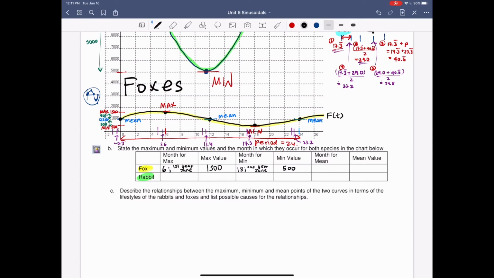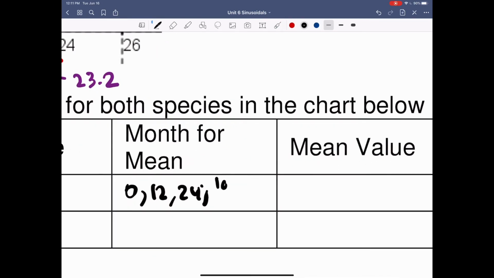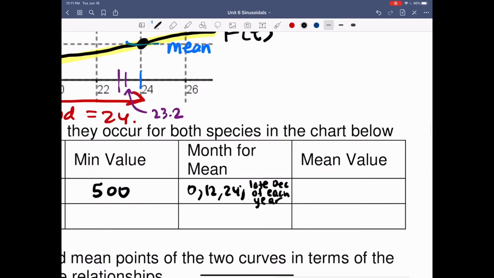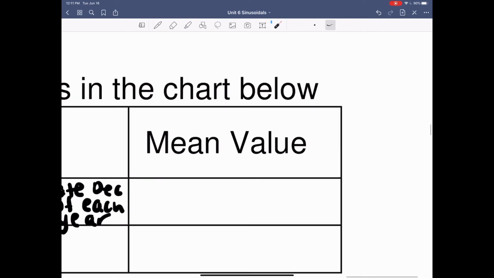So the month for mean is occurring at 3 spots: 1, 2, 3. It's occurring right at 0, 12, and 24, which basically suggests approximately late December of each year. The mean value is the axis value, and so therefore it's 1000.